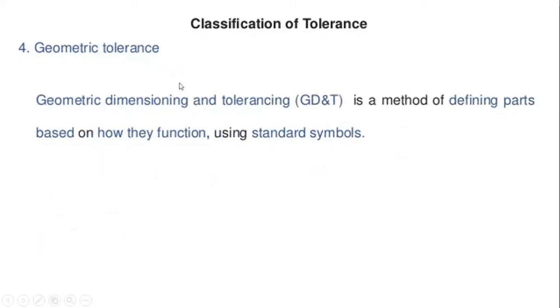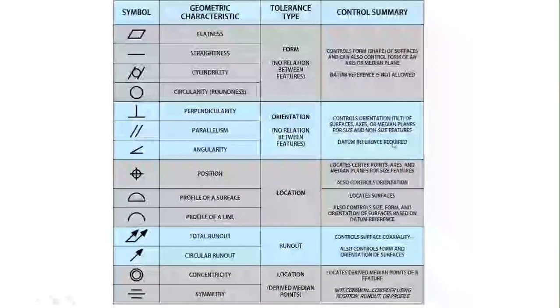Next one is geometric tolerance. Geometric dimensions and tolerances is called GD&T. It is a method of defining parts based on how they function using standard symbols. And these are the symbols we are using in GD&T, geometric tolerance symbols.